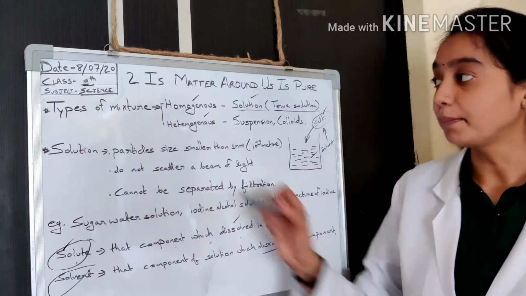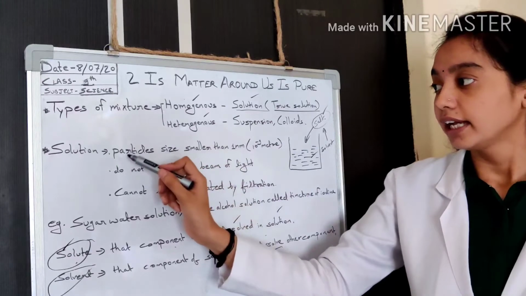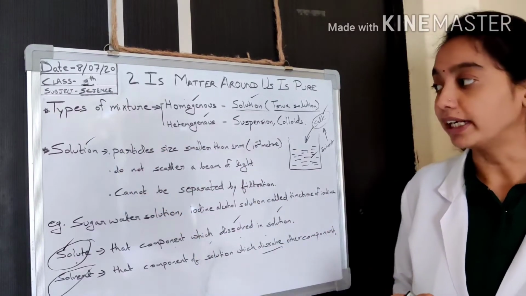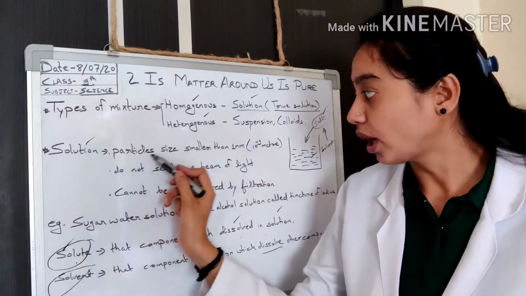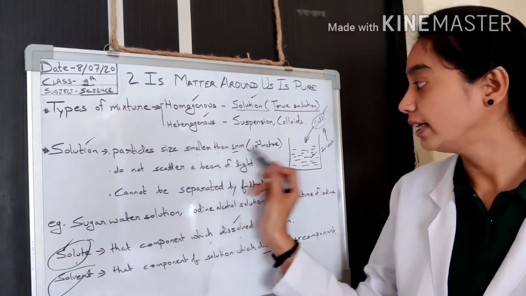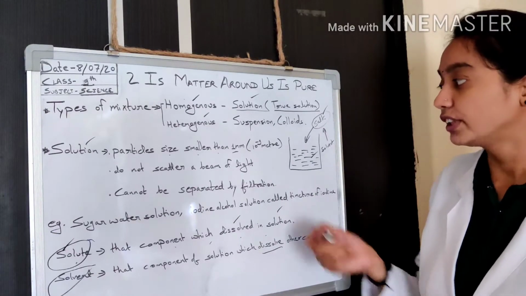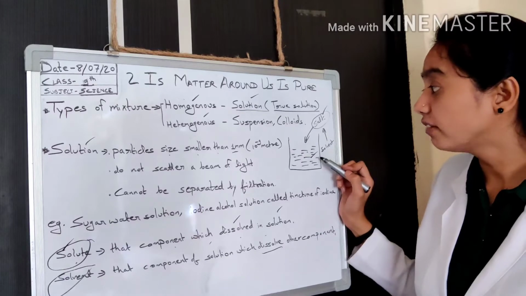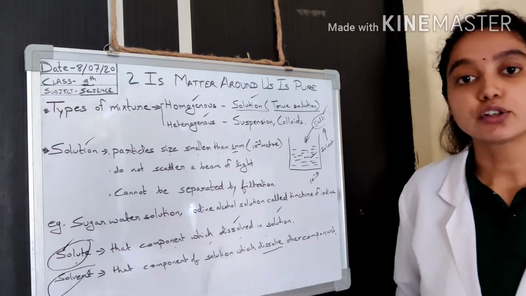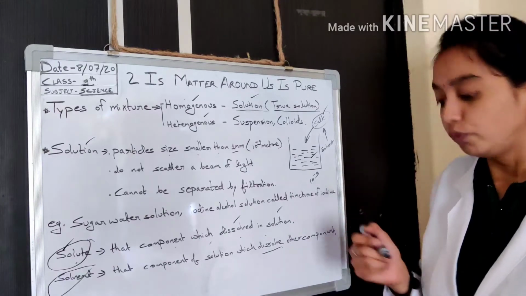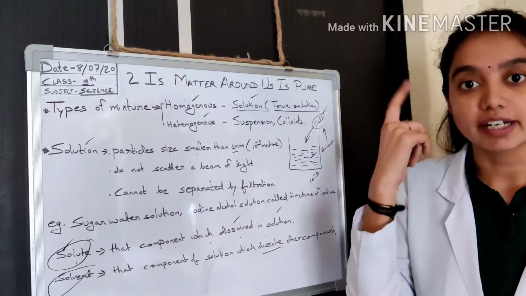A solution is a type of homogeneous mixture, as I have told you. And a solution has a few properties. Let's study what these properties are. The particle size is smaller than 1 nanometer, or 10 to the power minus 9. So we can conclude that we can't see the particles in a solution with our naked eyes.